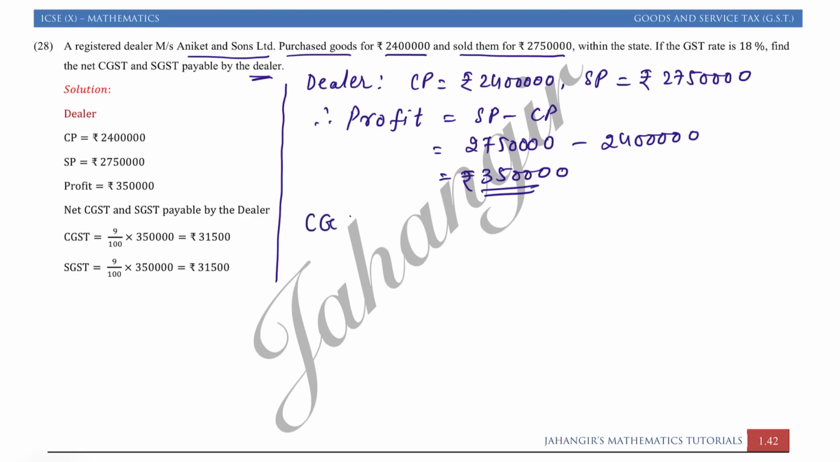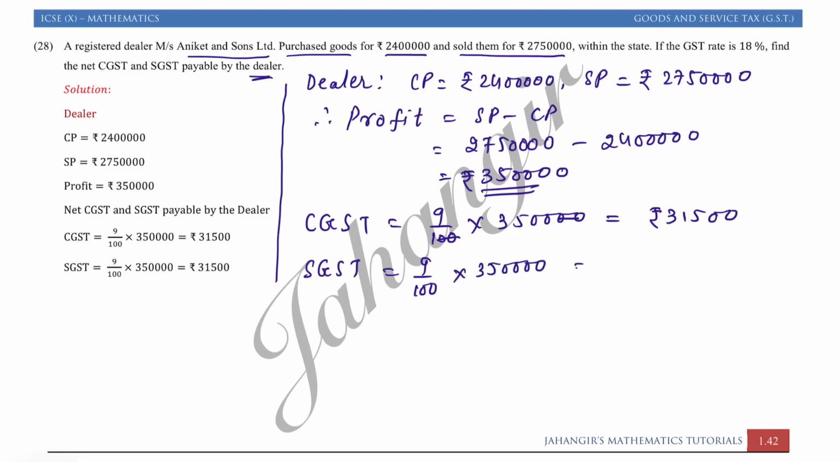Now CGST payable by the dealer is 9% of 3 lakh 50,000. 0 cancel, 35 into 9, 31500. SGST is again 9% of 3 lakh 50,000, that is rupees 31500. Hope you had understood this.